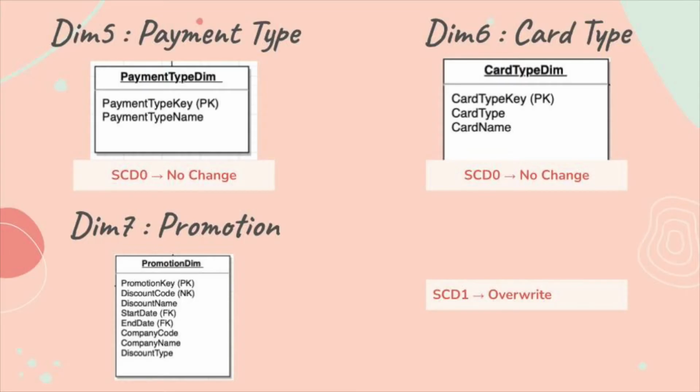The fifth dimension is the payment type, which is used to analyze the payment transaction. The sixth dimension is the card type, which is used for the aggregate fact table. And the seventh dimension is the promotion dimension. The payment type and card type dimensions are SCD0, whereas for the promotion dimension we are using SCD1, which is to override any changes.